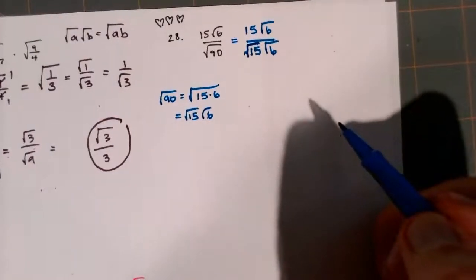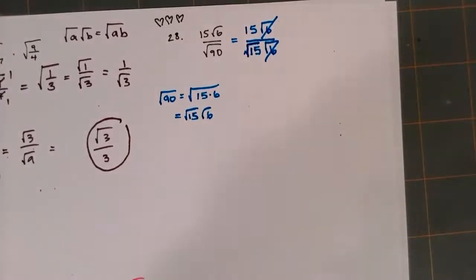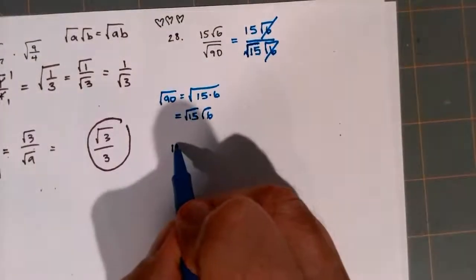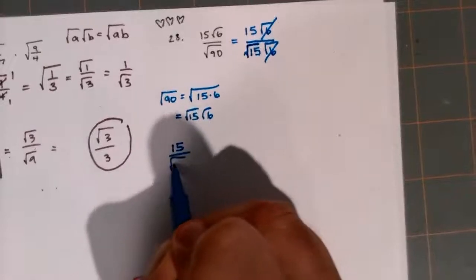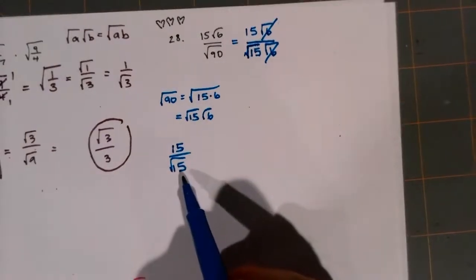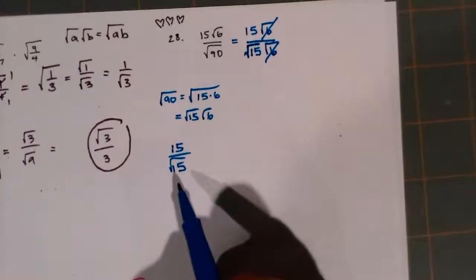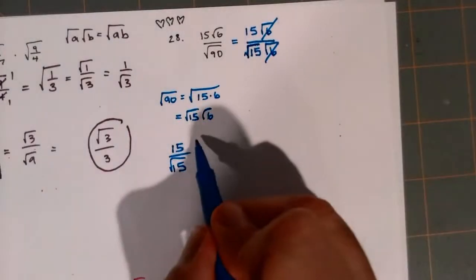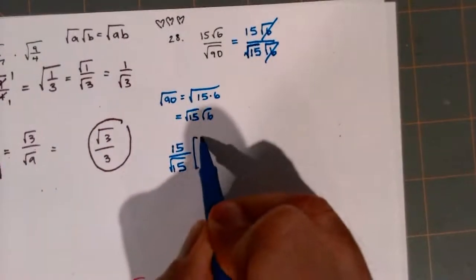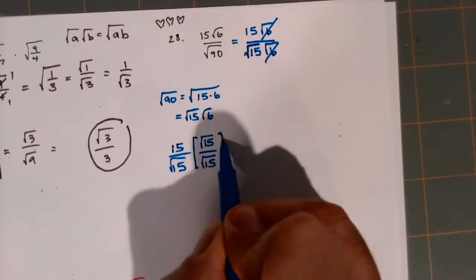Now, why would I ever do that? Because those fellows cancel, and I get 15 over root 15. And you're like, okay, I got that. That's the answer. No, it's not the answer, right? Because I have a square root in my denominator. Can't do this, okay? So I need to make this into a math trick for morons. So I'm going to multiply by root 15 over root 15.